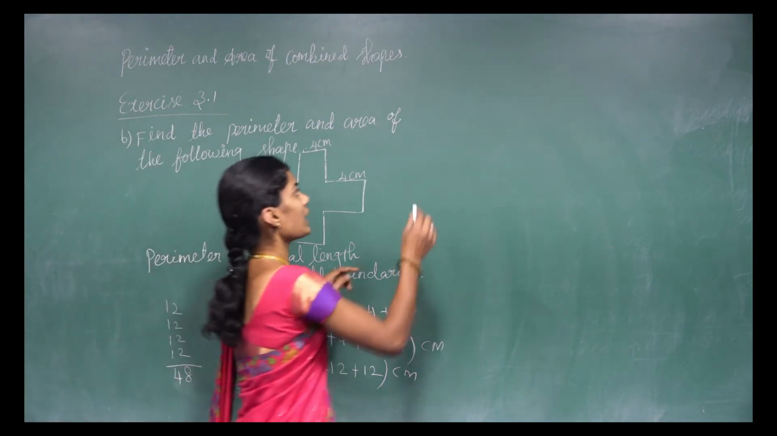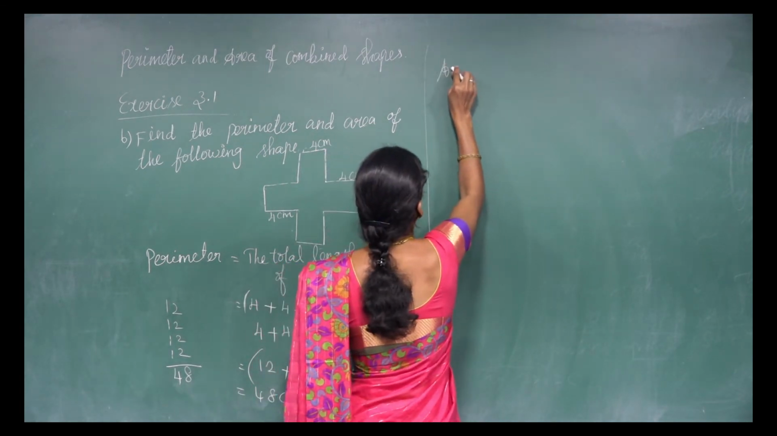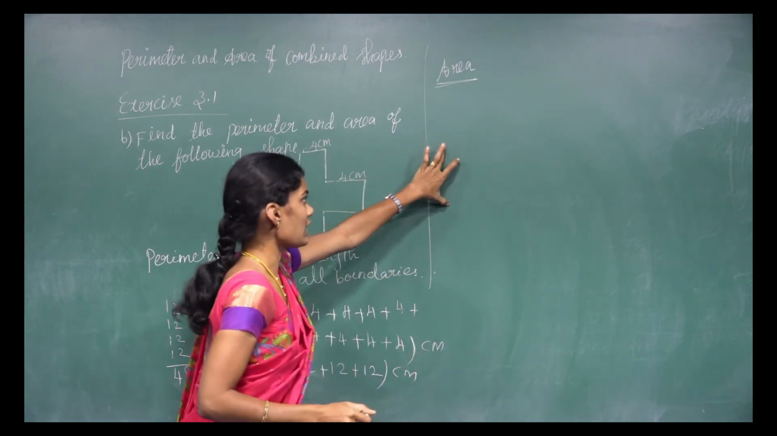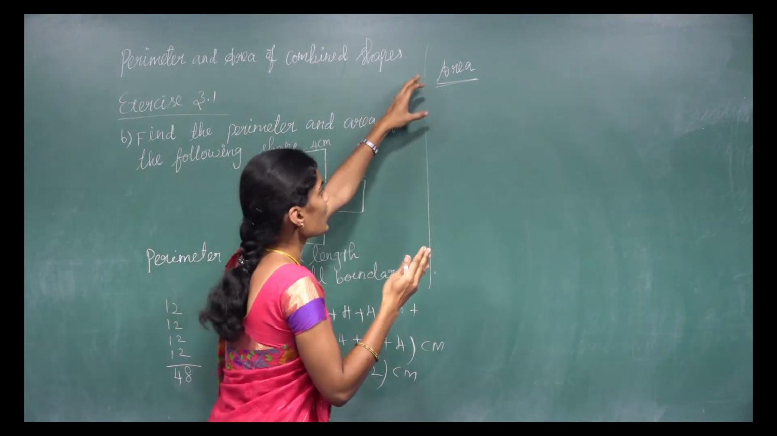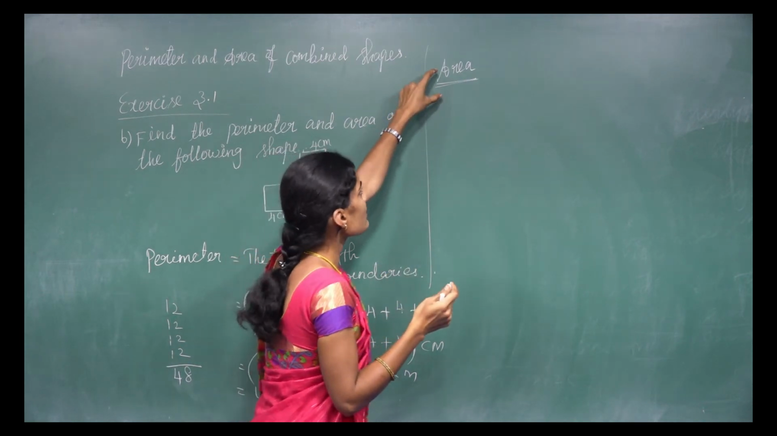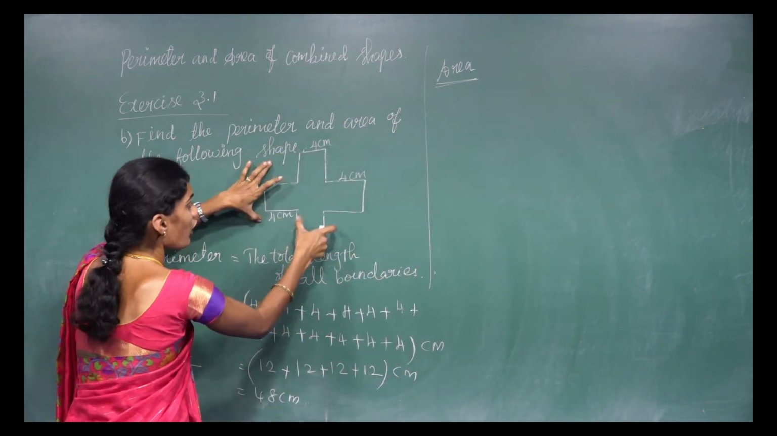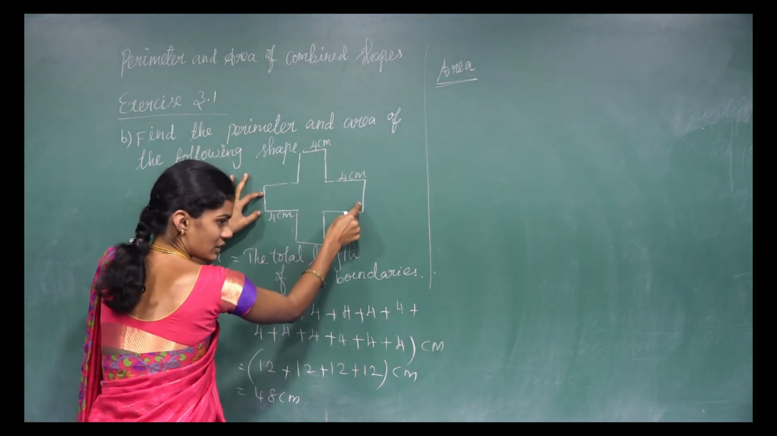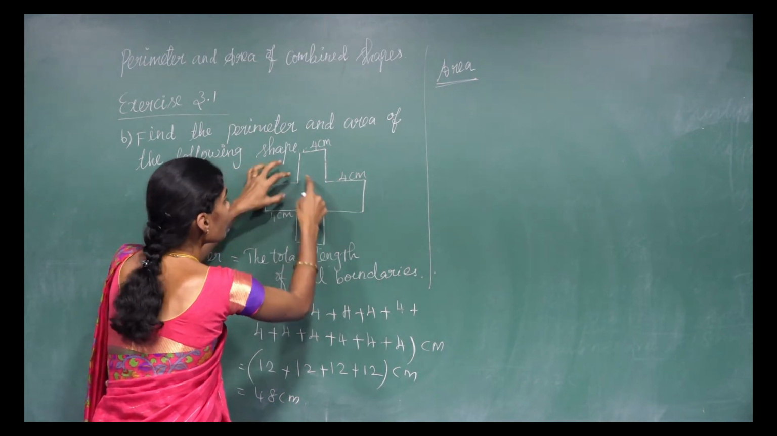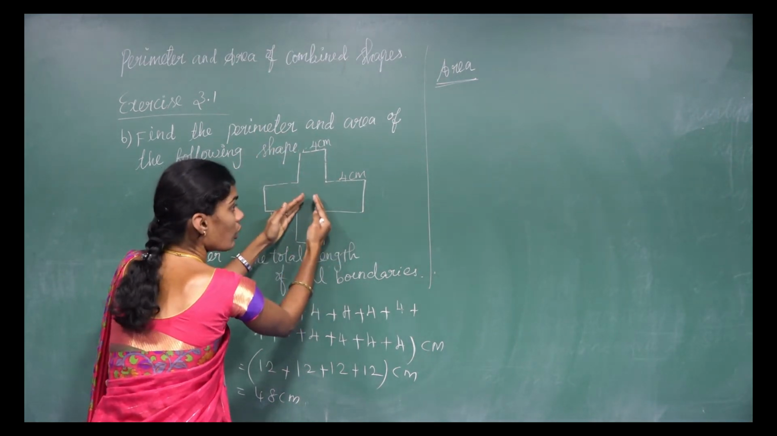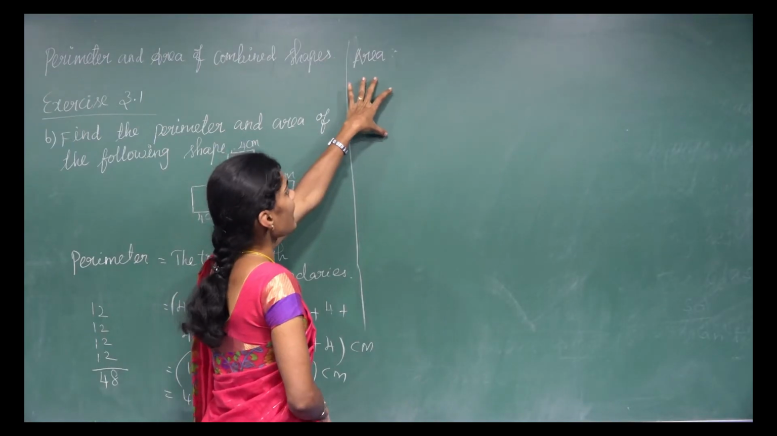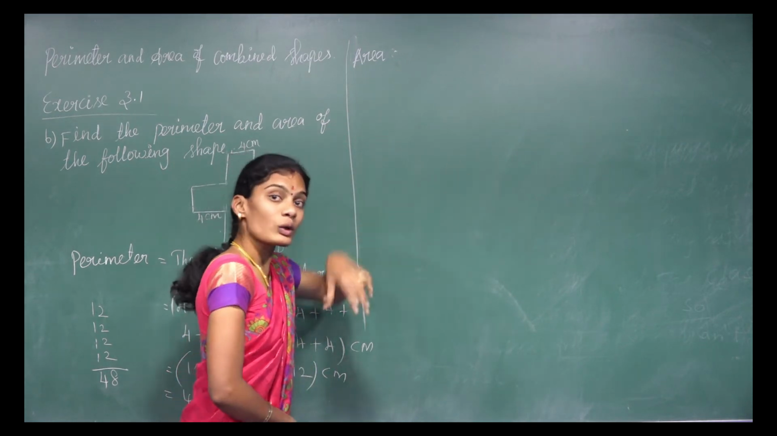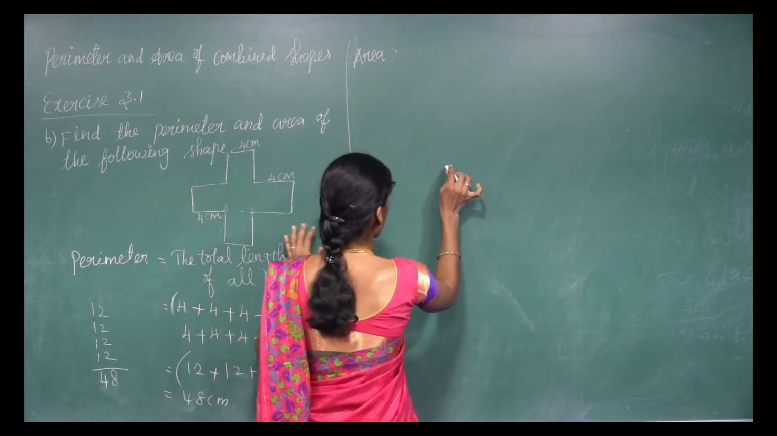Now we want to calculate the area. We know the definition of area: we calculate the area by adding all the areas of the closed figures which form the shape. The area is calculated by adding all the areas in a shape which is formed from closed shapes. Just take this figure here.